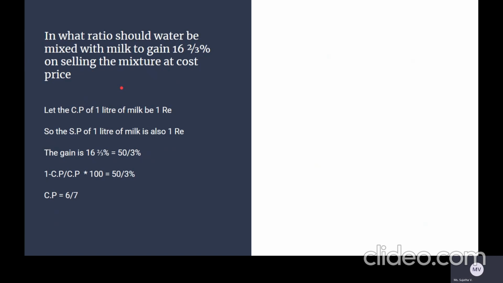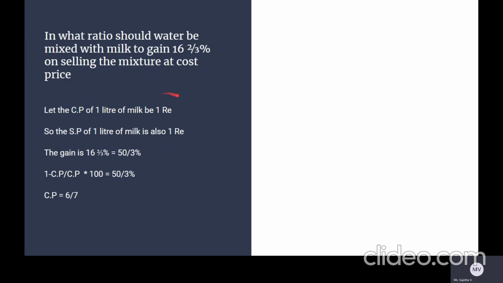Now this is what he claims, right? He's mixing it with water, but he's selling the 1 liter of milk also at 1 rupee, at the cost price. But what we have to understand is his cost price for 1 liter of milk is not 1 rupee, because he has mixed water with it now. And without any extra cost, he has mixed water with it. So for more than 1 liter of milk, now the cost is 1 rupee. So what will be the cost price of 1 liter of milk? I hope you have understood this data. He has adulterated the milk with water.